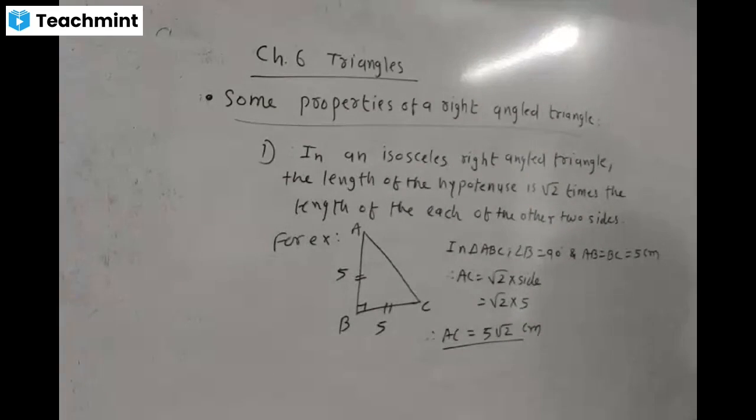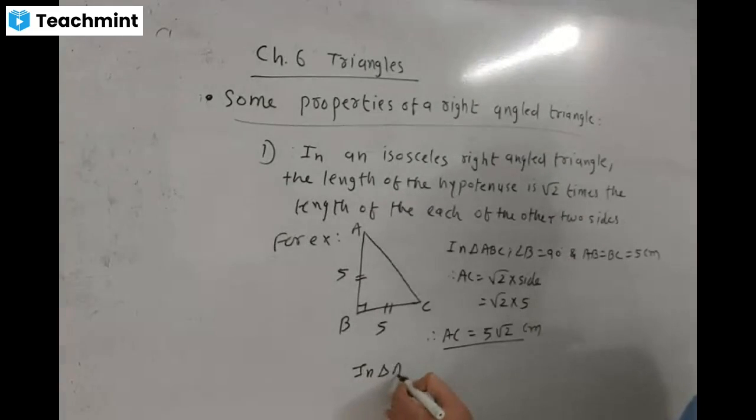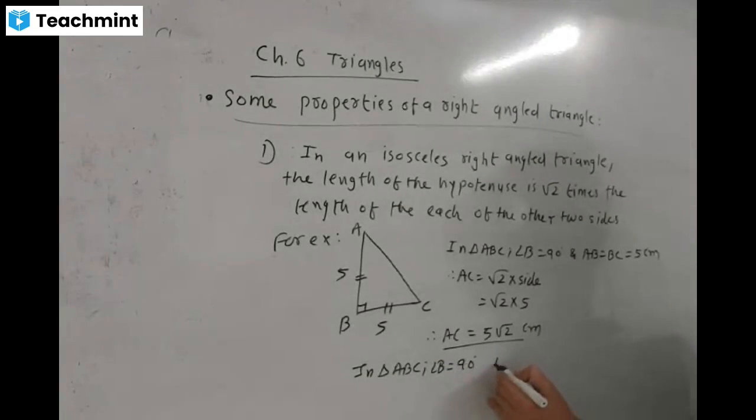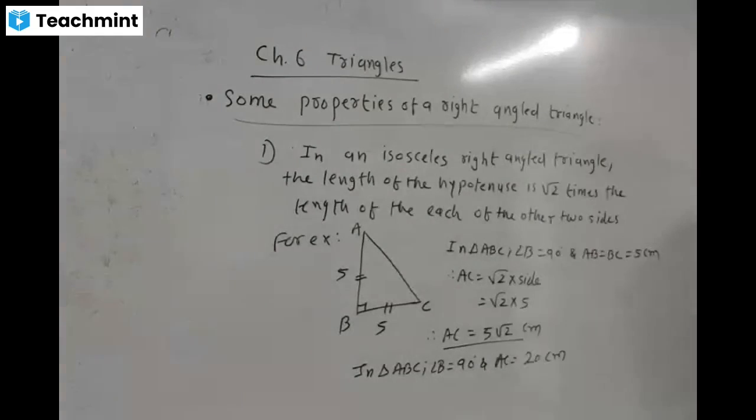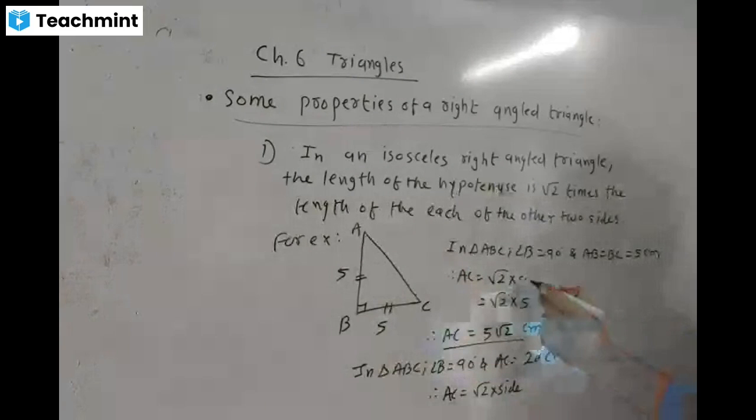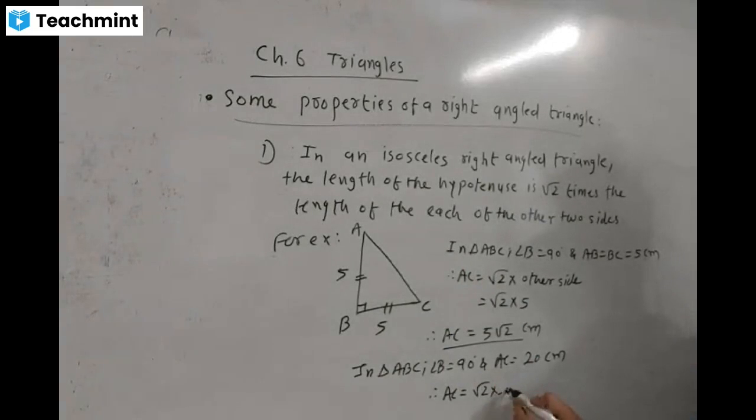Suppose in a triangle ABC, angle B is equal to 90 degrees and AC is equal to 20 centimeter. Find AB and BC. If AC is equal to 20 centimeter, therefore AC is equal to root 2 into side, root 2 into the other side. We have to find the other side.